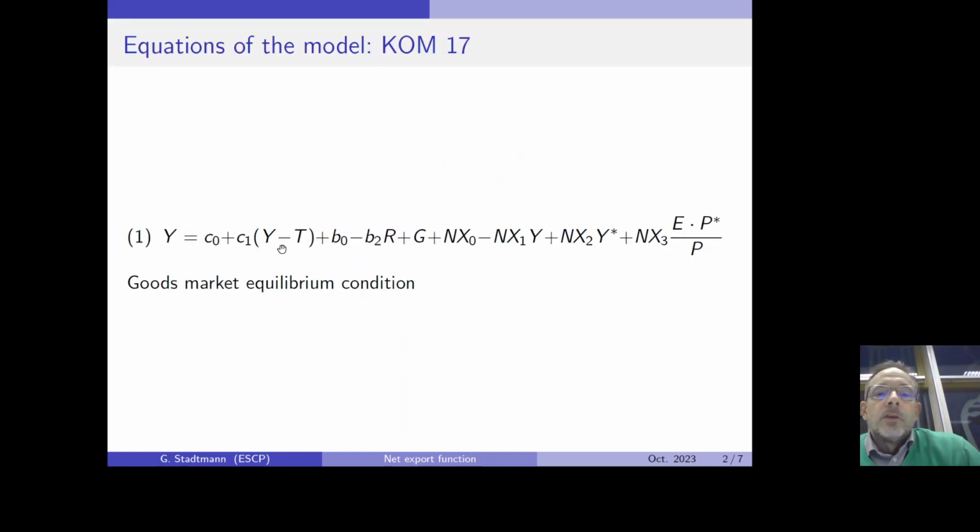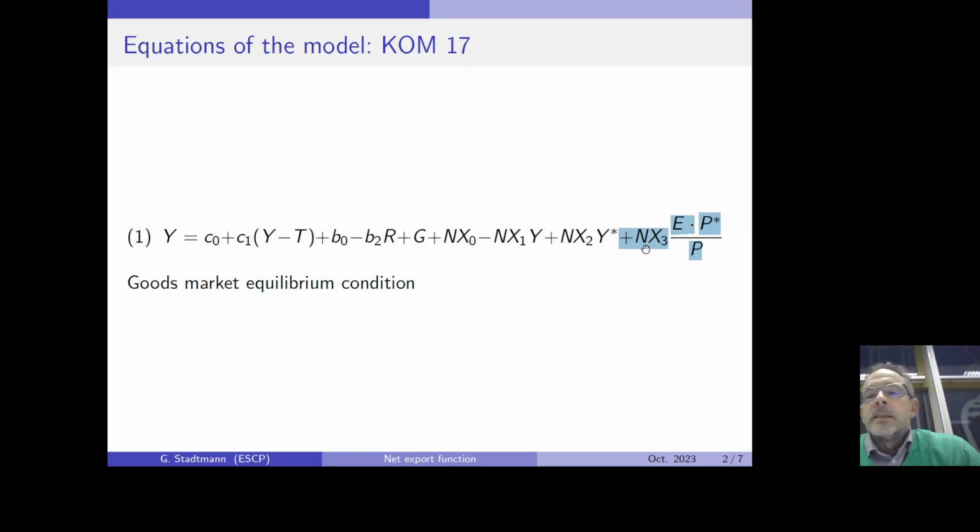So, this is a goods market equilibrium condition. On the left-hand side we have goods supply. Then we have the consumption part. The second part is the investment part, then government spending, and the remaining part is the so-called net export function. In a first step, I would like to talk about the last element in this equation.